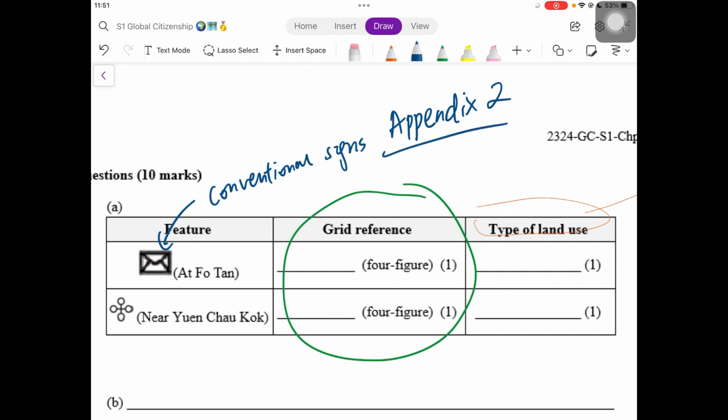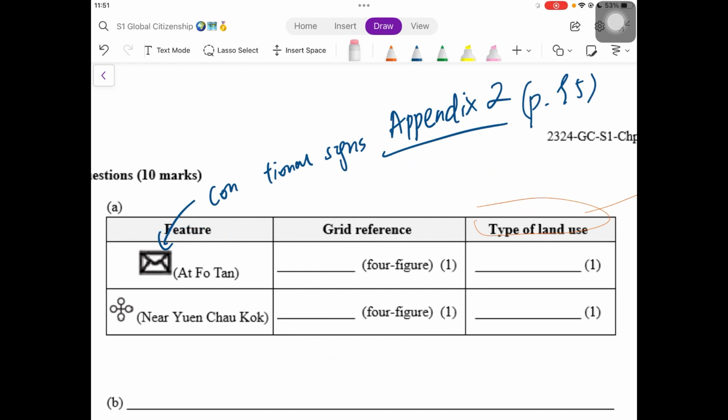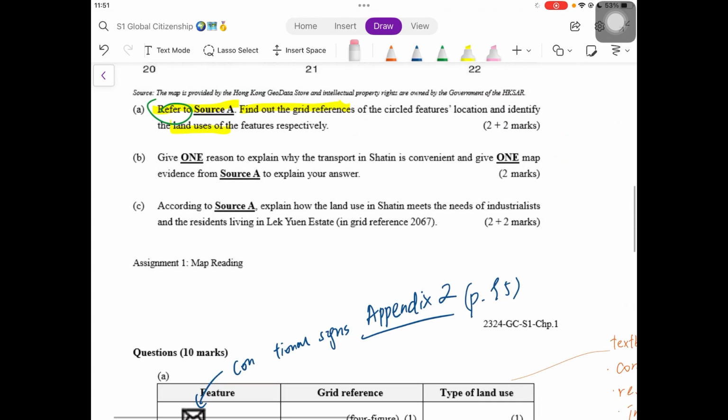So you have learned the conventional signs from part 1 of this tutorial video, and then you can go to Appendix 2, page 95, take a look, and you can know what it means and what type of land use it means. Good. Okay, so how about part B?